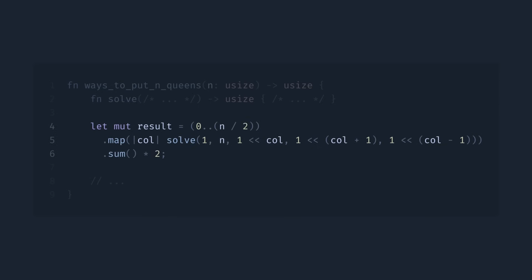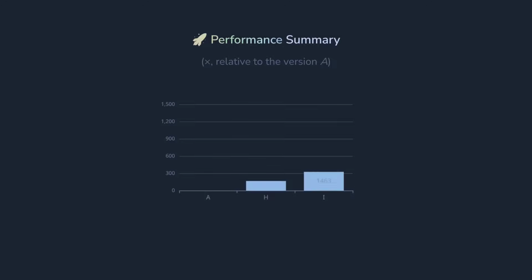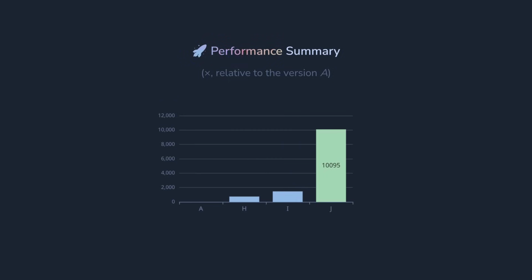Then we can just add into_par_iter, and Rayon will take care of the rest. Let's check the performance. While the effectiveness of our solution stayed the same, we can utilize more resources now. And our new version is running for 0.7 seconds. It's 6.9 times faster than a single-threaded version and 10,000 times faster than version A.